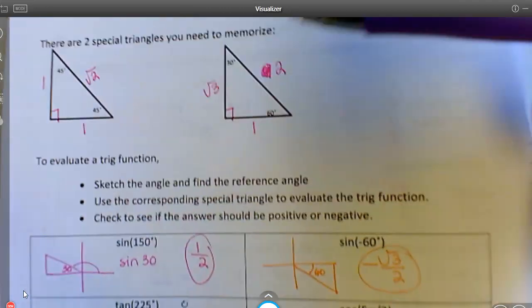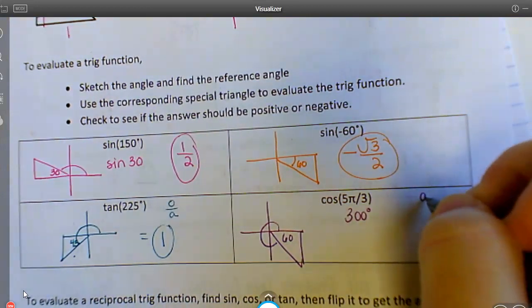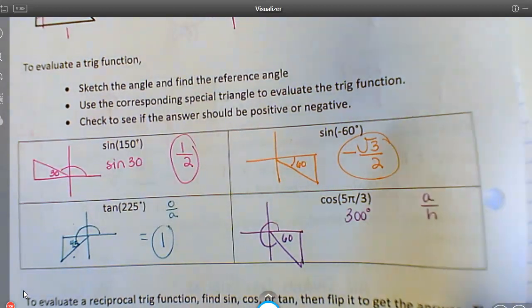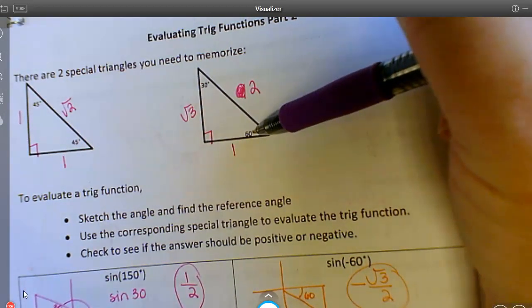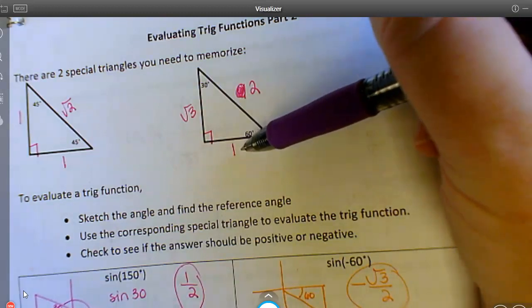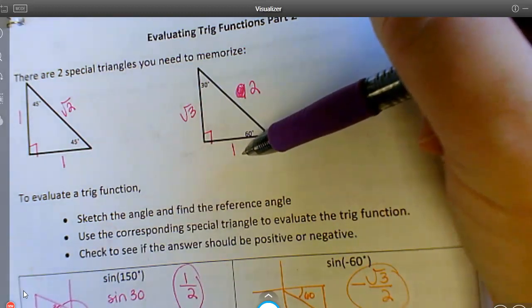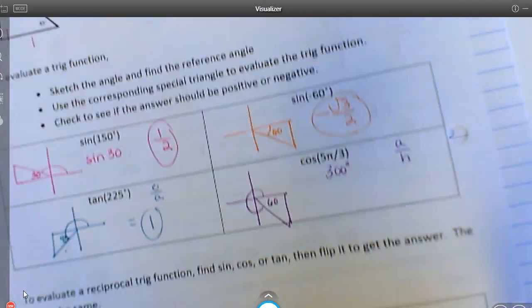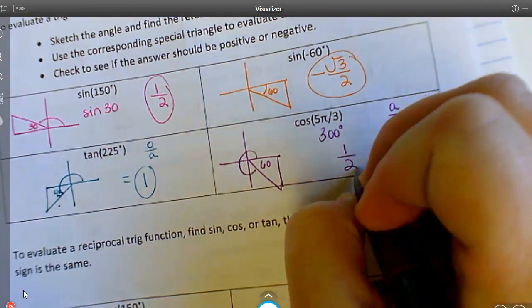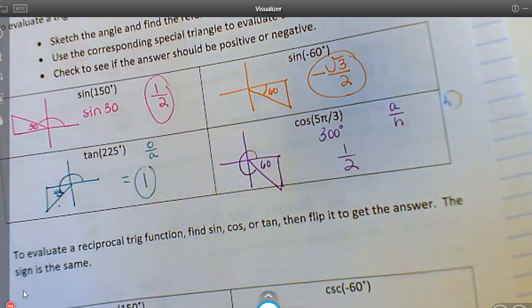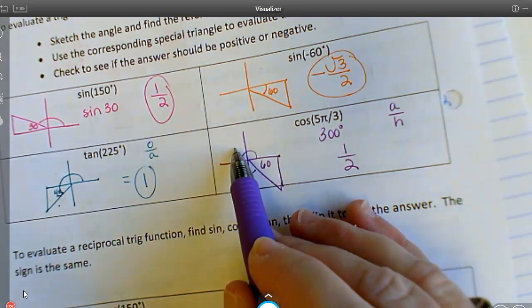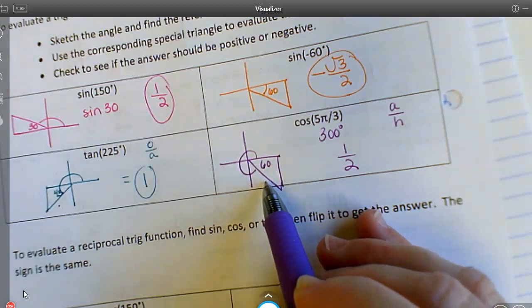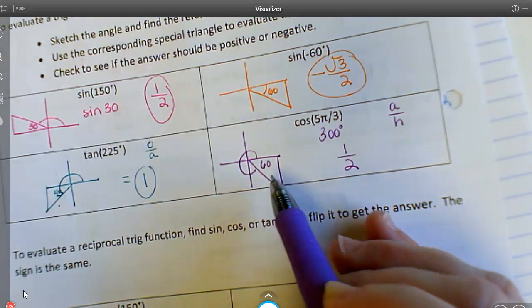I'm trying to find cosine. Cosine is A over H, adjacent over hypotenuse. So here's 60. A would be 1. Hypotenuse would be 2, so I get 1/2. Okay, then figure out if it's positive or negative. A, S, T, C. It's in the cosine quadrant, so it's supposed to be positive.